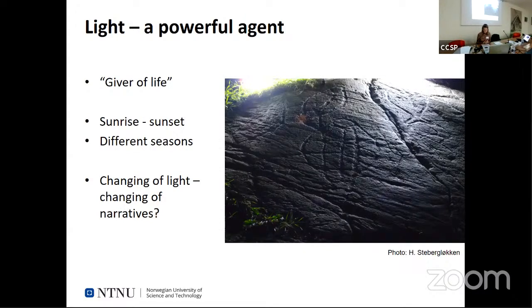The shifting of light during the day from sunrise to sunset can be seen as an agent, but also the spring sun and the autumn sun gives different light to the images. So numerous scenes could almost be seen as playlists as the sun moves across the sky. And we need to perhaps take this into account also when interpreting the rock art. Can the shift of the light actually change the narrative? And the dome-shaped bedrock contributes to this effect.